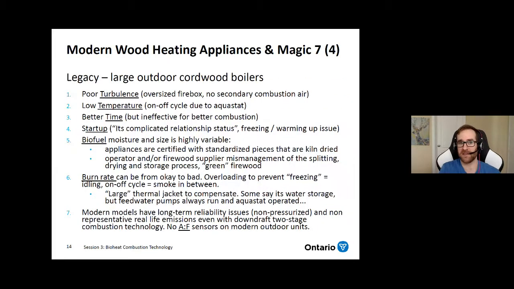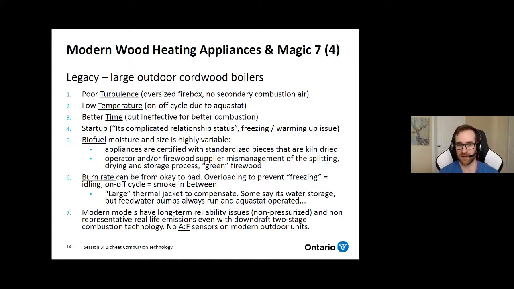So now looking at the outdoor cordwood boilers. The legacy units had issues with turbulence. There weren't any secondary combustion air. Some that came on the market around mid 2005, 2010 would have either updraft gasification, as they call it, but again it's pyrolysis that's happening in the firebox, not gasification. So it's really two-stage combustion that they try to do to reduce the issues with smoke.